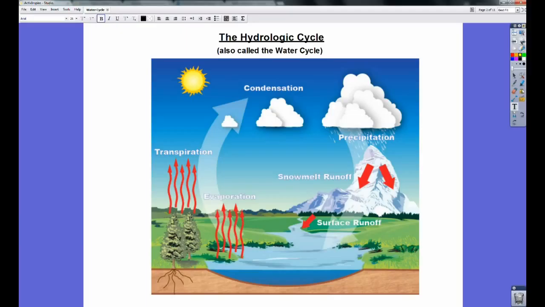So the water cycle, here it is. You've probably seen a picture of this before. It's also called the hydrologic cycle. Hydro is a prefix meaning water. And there you can see the words that you're going to need: evaporation, transpiration, condensation, precipitation, and the different types of runoff. You should know for our lesson how to draw one of those hydrologic cycles and what all those words mean. This video will help teach you that.